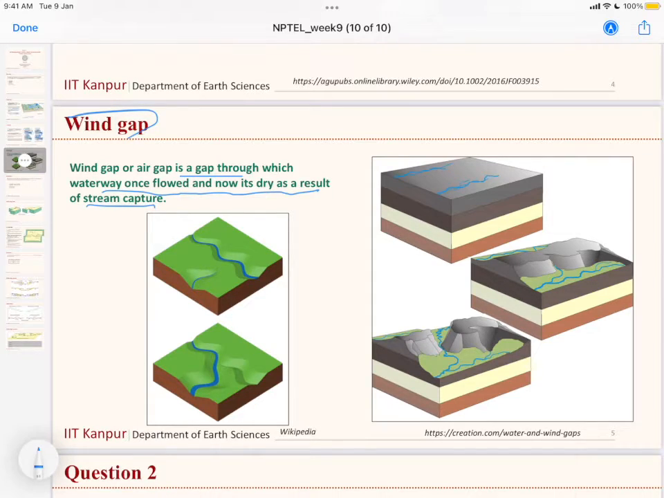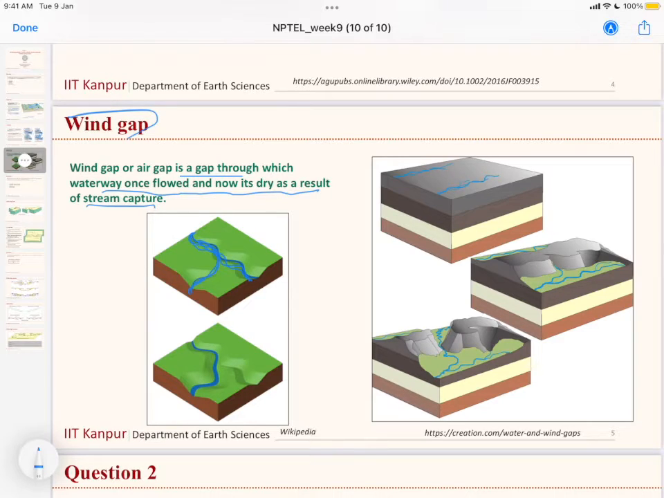Now what is this stream capture? First let's take an image that I have taken from Wikipedia. In the first figure, the top one, you can see that a river is flowing like this. This is the main channel, but due to some event or some tectonic process, and a fault could also play an important role, this path got changed, and now it is following this path. That change in path is called the wind gap.